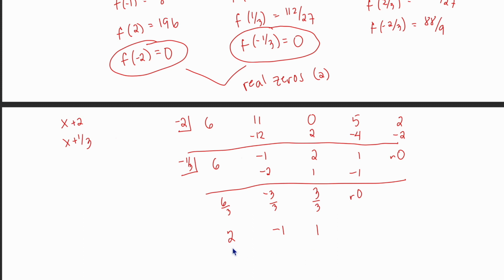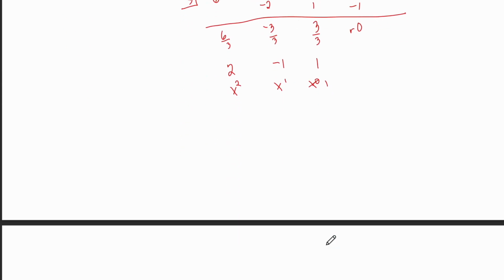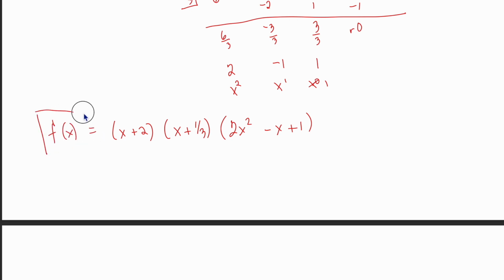So ano ulit ito? Since raised to 4 yon, so dalawa na yung roots. So ito ay x raised to 2 at ito ay x raised to 1, x raised to 0. So we now have 2x squared minus x plus 1. Yun pala yung isang factor kasama ng x plus 1/3 at ng x plus 2. So f of x now is equal to this one. Okay?